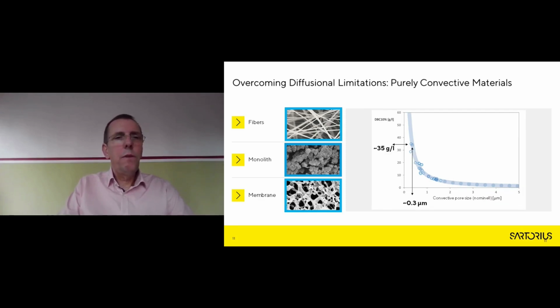In order to achieve a reasonable binding capacity of, let's say, 35 grams per liter, the material will exhibit a nominal pore size of about 0.3 micron, that is to say a pore size close to the pore size of a sterile filter. Such small convective pores will, however, lead to issues.